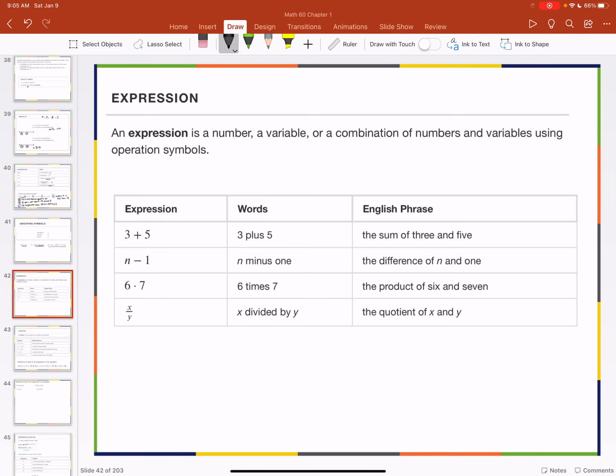So what's an expression? We have a number, a variable, or a combination of numbers and variables using operation symbols. Okay, so remember operation symbols are plus, minus, multiplication, and division. Okay, so here's some examples of expression. 3 plus 5. Okay, the sum of 3 and 5. N minus 1, 6 times 7. X divided by y, or the quotient of x and y. So remember that multiplication is the product. N minus 1 is the difference of n and 1. And when we're adding, it's the sum of, okay?